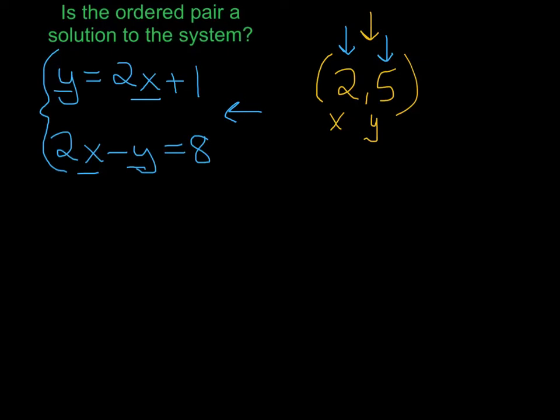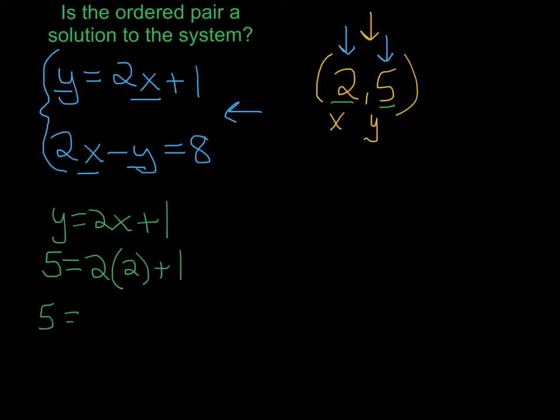So, the point 2, 5, I'm going to rewrite the equation y equals 2x plus 1, and I'm going to rewrite it with my x and my y. So instead of y it's 5. So 5 equals 2 times x, but x is 2, plus 1. So 5 equals 2 times 2 is 4, plus 1 is 5. Hey, so it checks for the first equation, but it has to check for both of them.